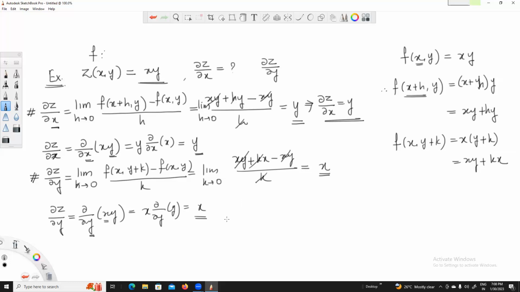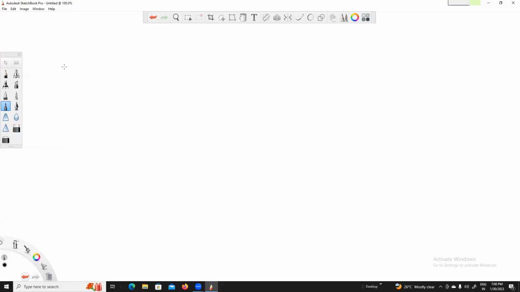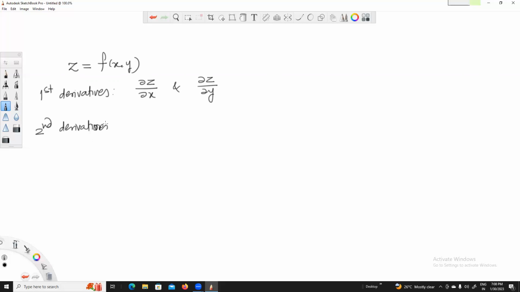Okay, all right. Now, similarly, as we have defined this function, let me write this again, z as a function of x comma y. Now we have defined first derivatives. What are the first derivatives? You can either define rate of change of z with respect to x, or you can similarly define it with respect to y. These are the first derivatives. Now you can also find the second derivatives, as what we did in our single variable function.